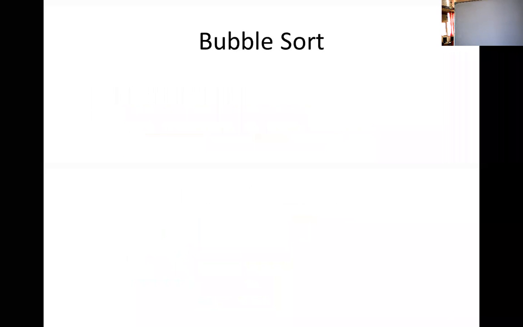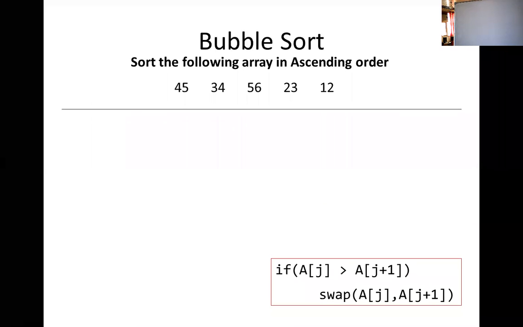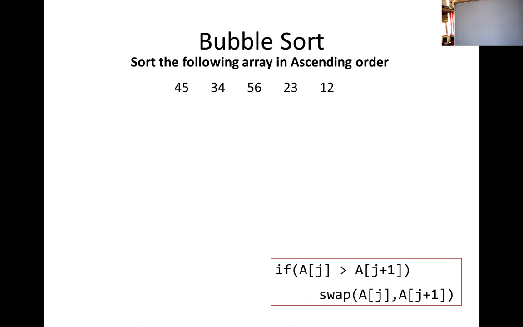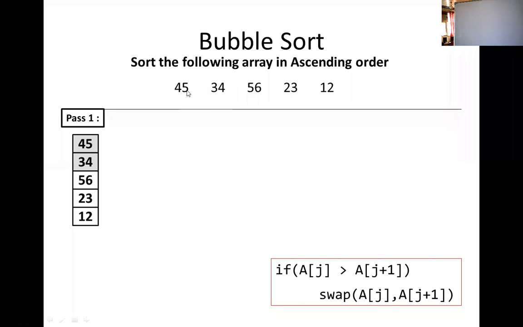Now, among sorting algorithms, we were left with bubble sort. You have done this already in FCKT, but I am going to repeat it again. So this is bubble sorting. Sort the following array in ascending order: 45, 34, 56, 22, 12. In every pass, in pass 1, first of all we will take the first two elements and compare them. If the second element is smaller than the first, we are going to swap it.